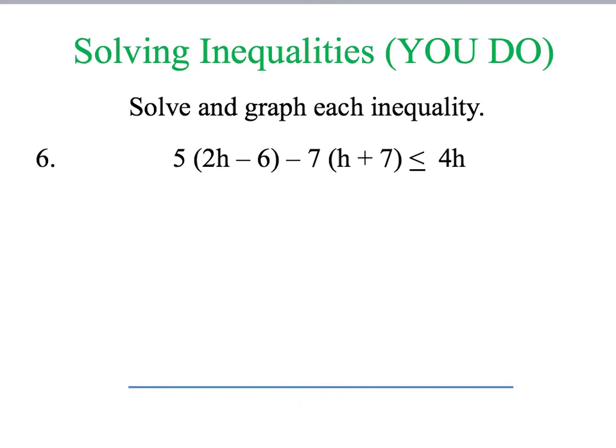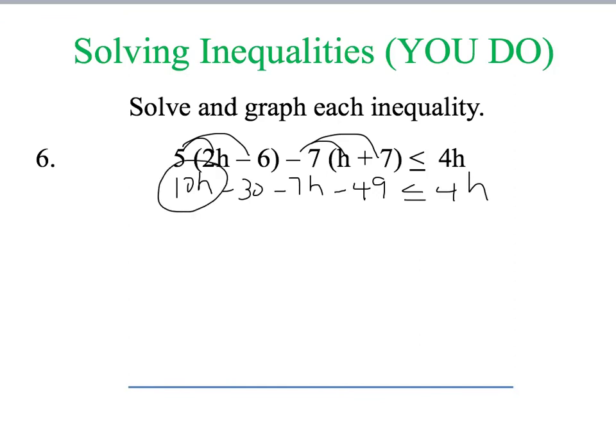Okay, so here what we want to do is distribute first. Okay, so you should get 10h minus 30 minus 7h minus 49 is less than or equal to 4h. Okay, so now I can combine my h's, 10 minus 7 is 3h. And then I have negative 30 and negative 49. Okay, so that's going to give me negative 79, which is less than or equal to 4h.